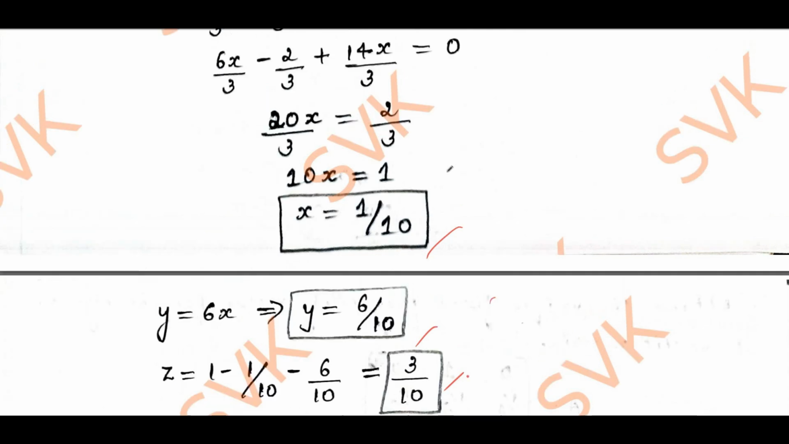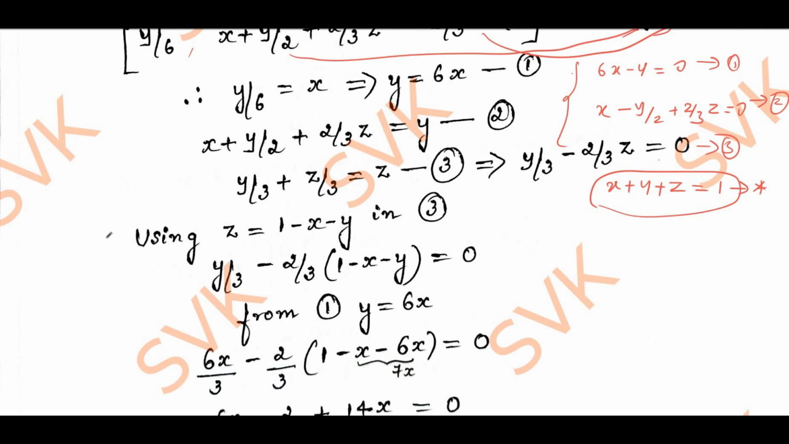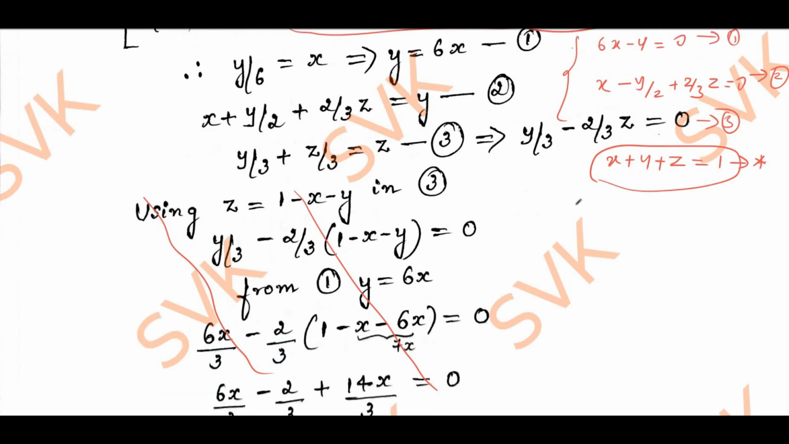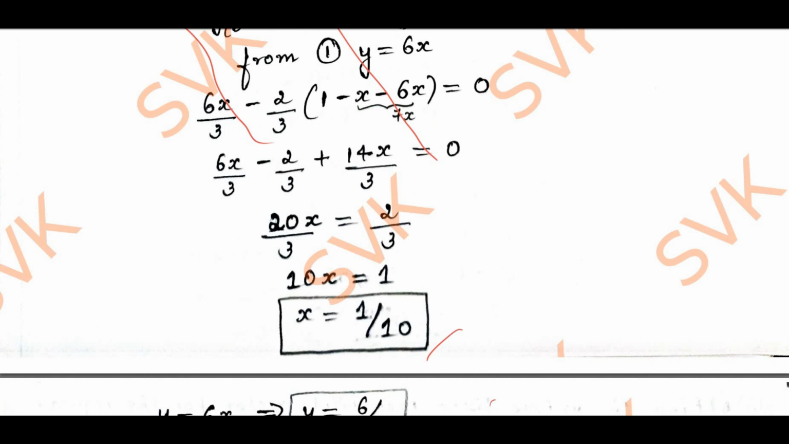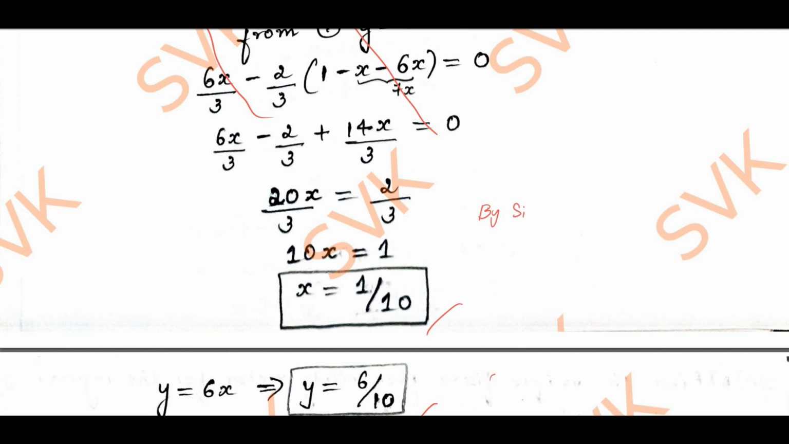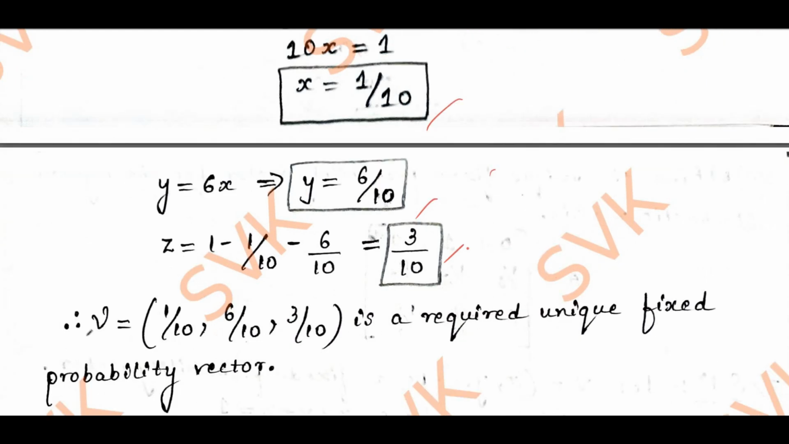So this is what I have done manually. There is no need to solve in this manner. You can strike it off from this step directly and make use of your calculator. Up to this step you can write down, and further you can solve by simplifying. We get x equal to 1 by 10, y equal to 6 by 10, z equal to 3 by 10.